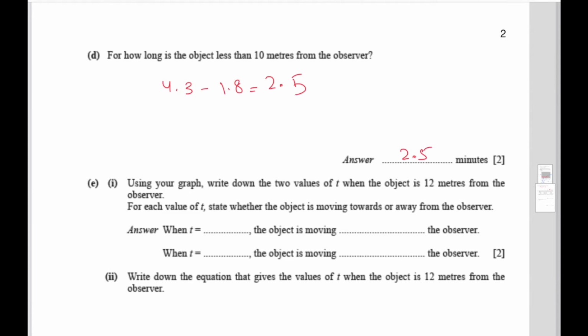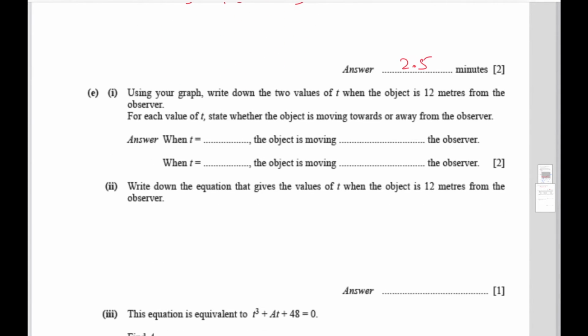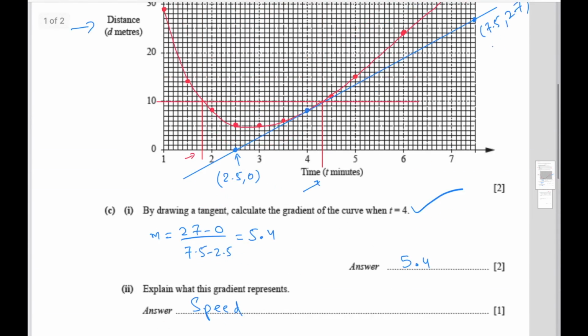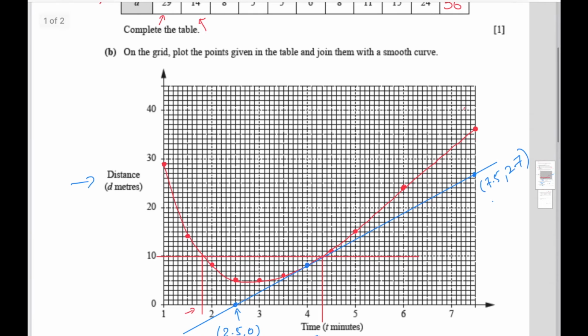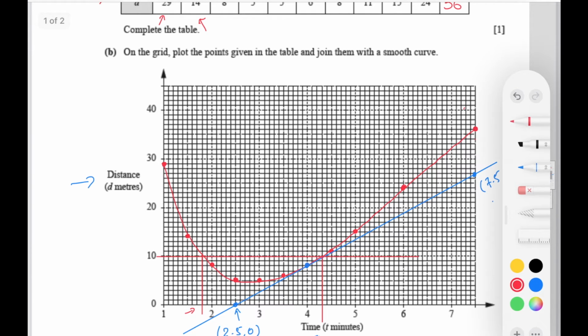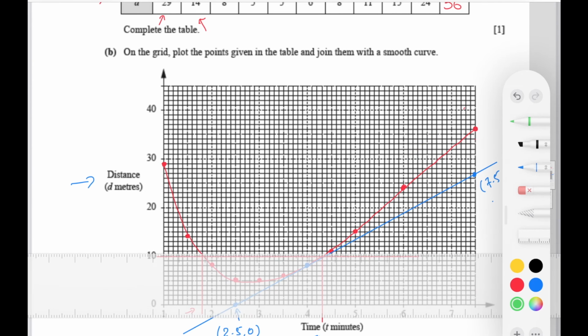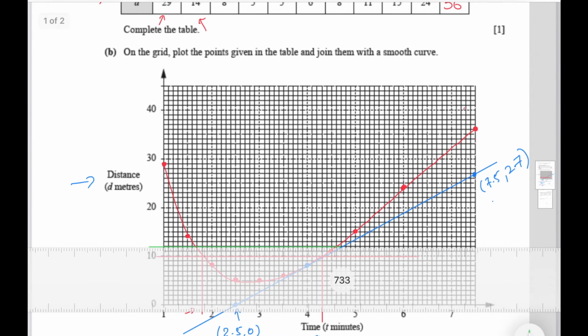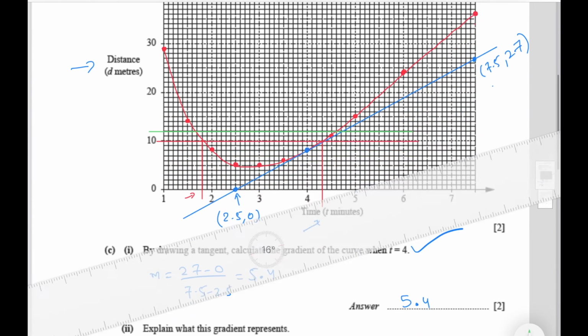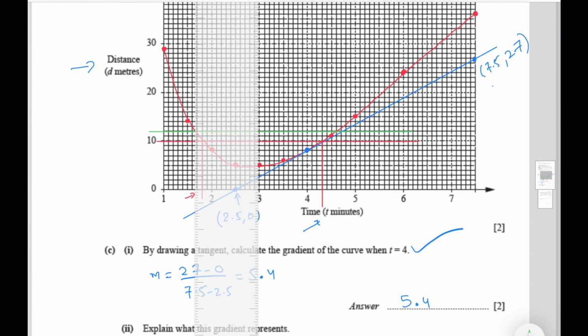Okay, the next part says, using a graph, write down two values of t when the object is 12 meters from the observer. For each value of t, state whether the object is moving towards or away from the observer. So the distance needs to be 12 meters. So let's draw a horizontal line at 12, in green perhaps. If we draw a horizontal line at 12, it means we draw a line over here, and then we connect the points of intersection of this line like this.